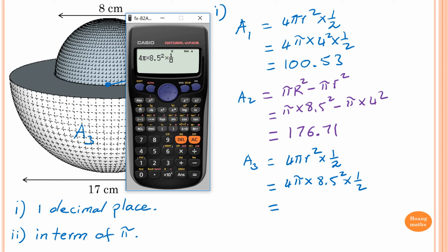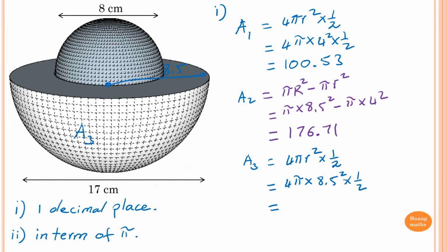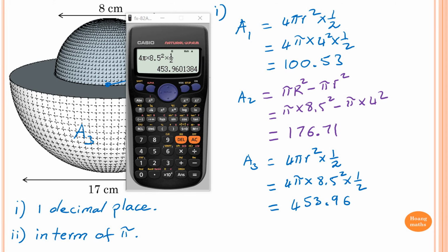Which is equal to 453.96. Now I'm just going to store this in memory C. Answer, shift, store C.